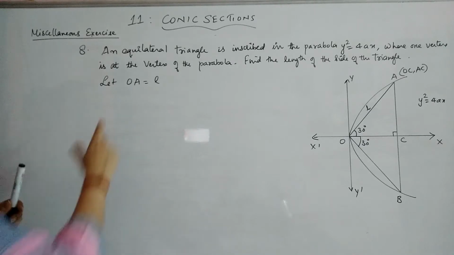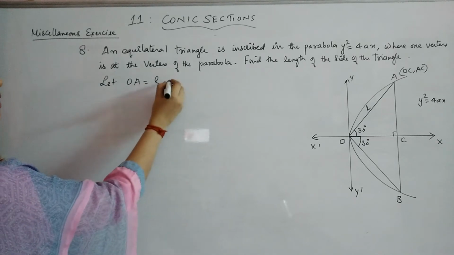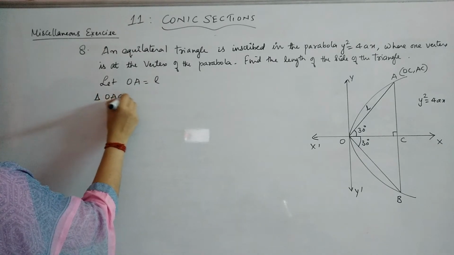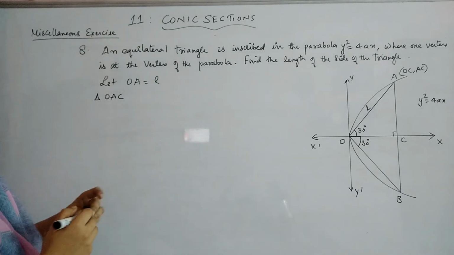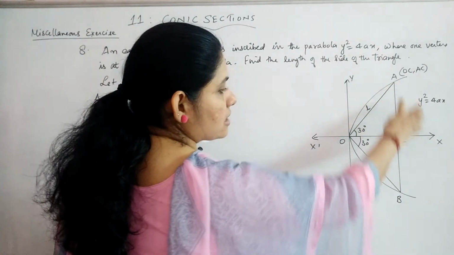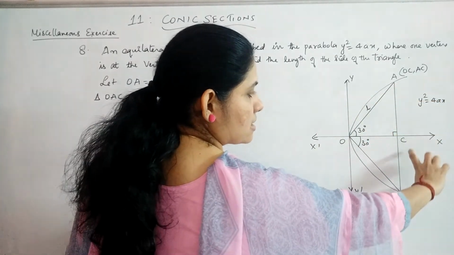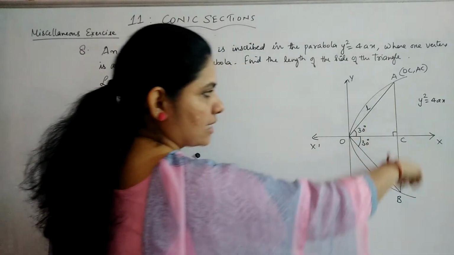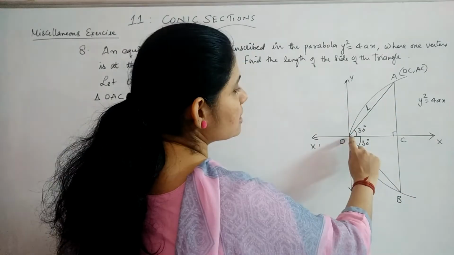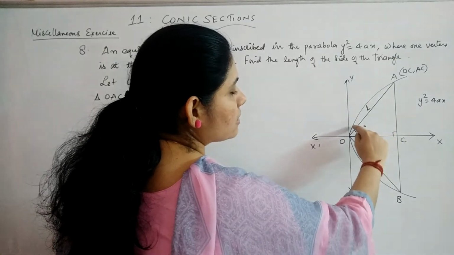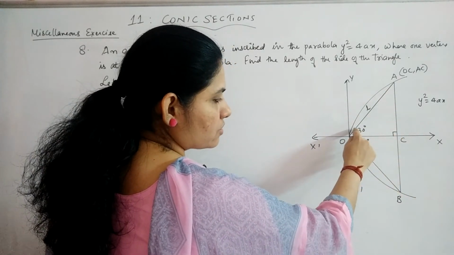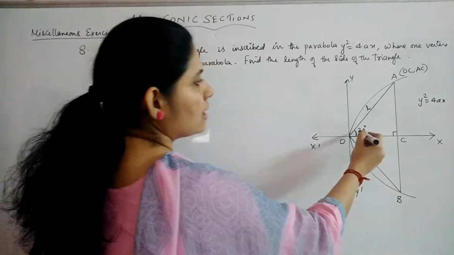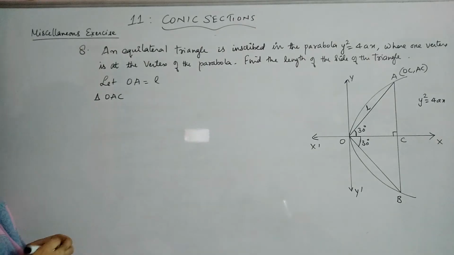Now considering the triangle OAC, you can see, since it is an equilateral triangle, C is acting as the midpoint of AB, because this length and this length are the same. For 4a being the length of the latus rectum, this is 2a, this is 2a. So each angle is 60 degrees. This angle will be broken into two, 30 and 30. So from considering this triangle, we can find out cos 30 degree and sin 30 degree.